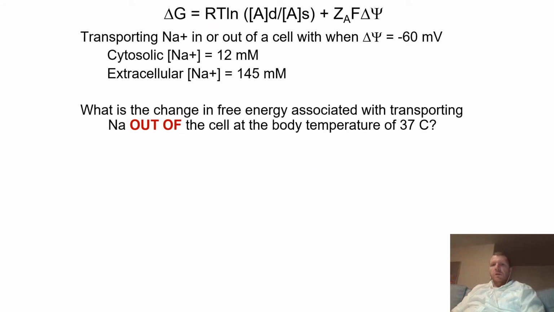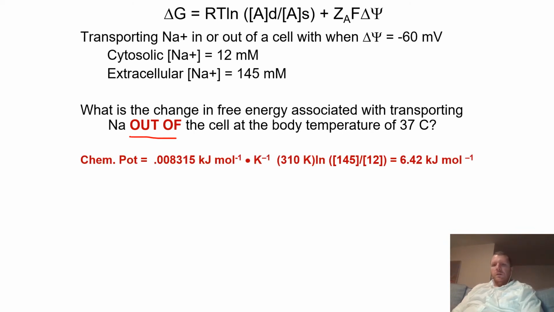Alright, so now let's think about the same question that we just did, but rather than it going into the cell, we're talking about moving it out of the cell. Okay, so we've got the exact same setup. Now what we have is our cytosolic and our extracellular space. Well, these concentrations are going to flip-flop. So now we've got 0.008315 kilojoules per mole Kelvin times 310, same. But now our destination and our source have switched. So now we've got 145 divided by 12.